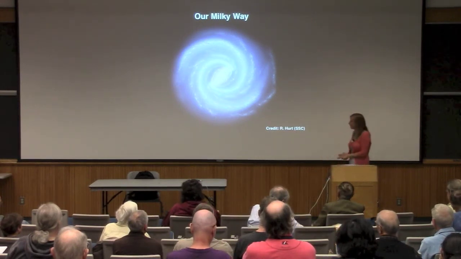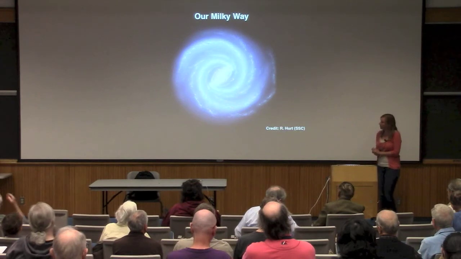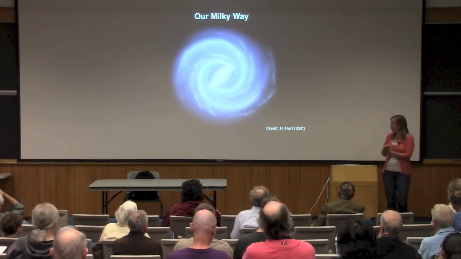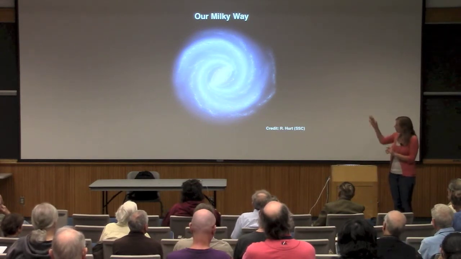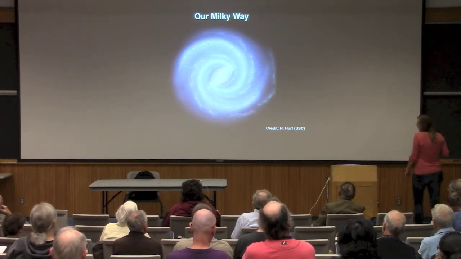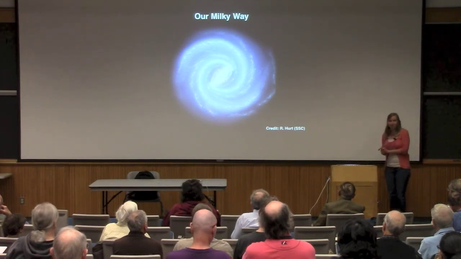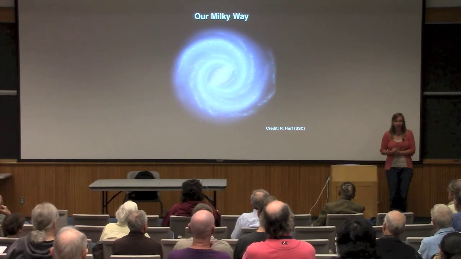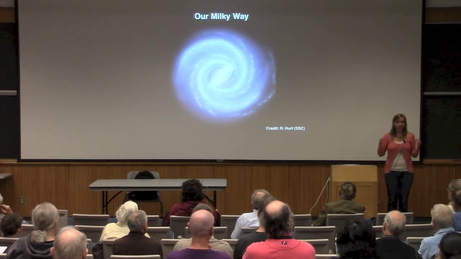Here you see a really nice illustration of the Milky Way. You see the Milky Way has these nice spiral arms, all that blue light, and in the middle sort of a bulge-like, bar-like structure. And yeah, it looks pretty. But this is obviously not the view that we have of our Milky Way. And why not? Because we live in our Milky Way, and we can never see our own Milky Way from afar.